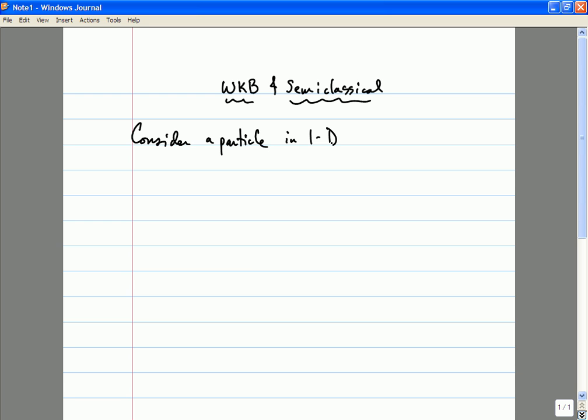Let's consider a particle moving in one dimension. So what I would like to do is determine the energy eigenstates of the system. That is to say, I would like to find the eigenvalues of the Hamiltonian operator, which in the position space basis is just our friend, the second order differential operator involving the sum of d by dx squared and V.